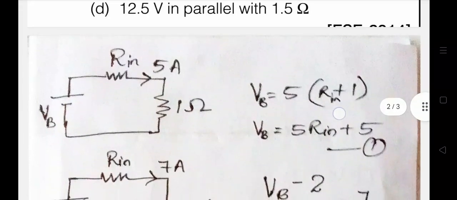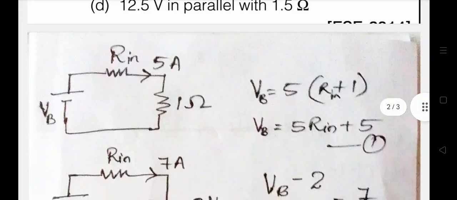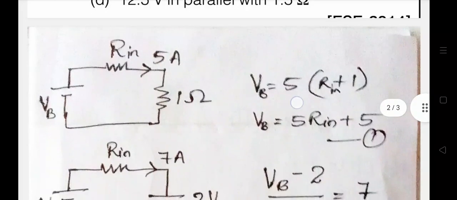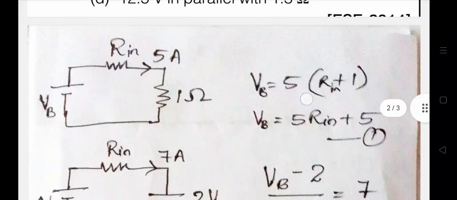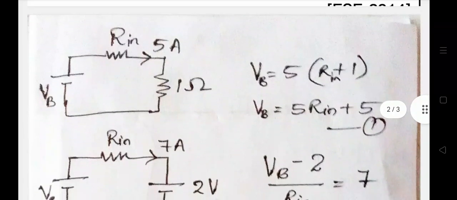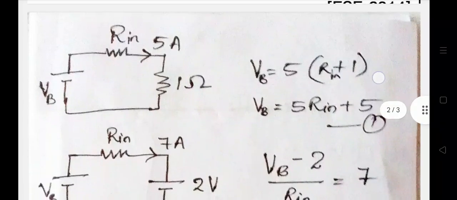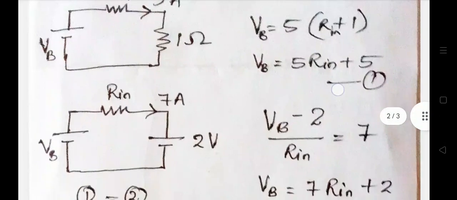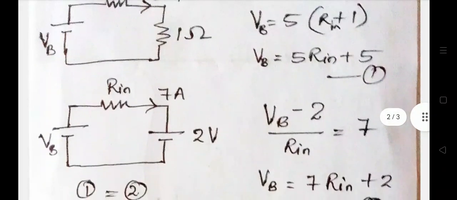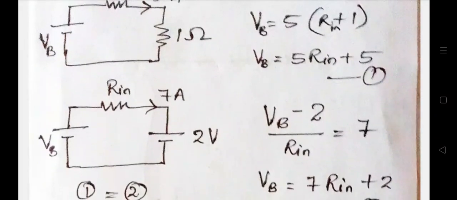From the information given in the first sentence, I drew the circuit and wrote the equation using V equal to IR. Using that formula, I wrote VB equal to 5 ampere current into R in plus 1, the internal resistance of the battery plus the 1 ohm resistance given. So we got equation 1: VB equal to 5 R in plus 5.